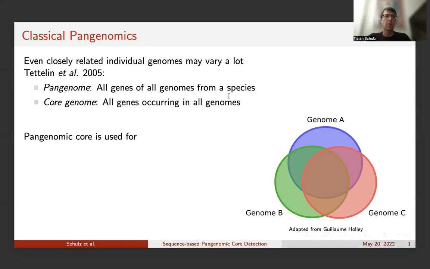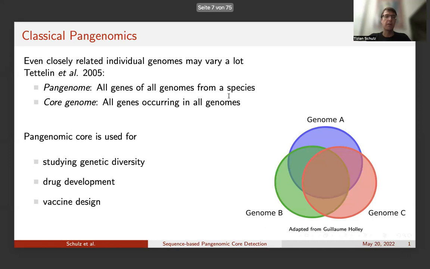The pangenomic core has a lot of applications. For example, it can be used to study genetic diversity. It can be used in drug development and for vaccine design, and it also has some applications in crop plant breeding.